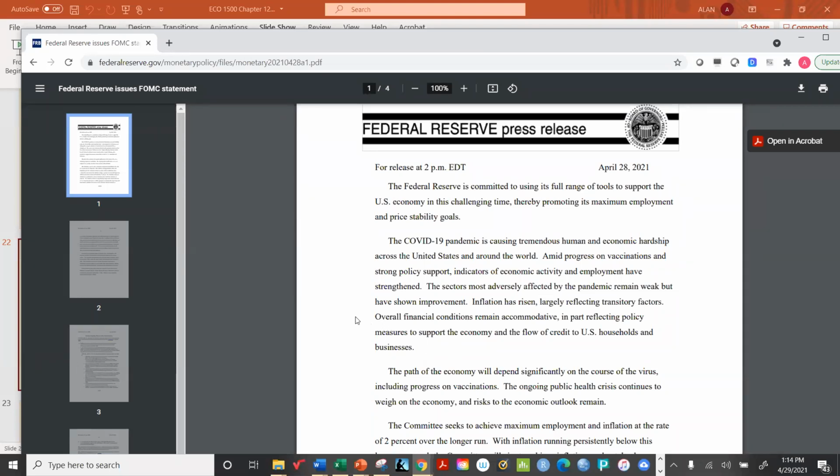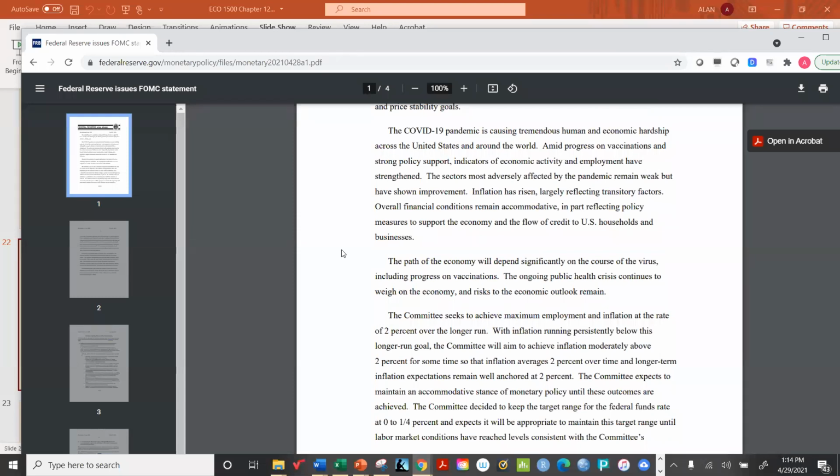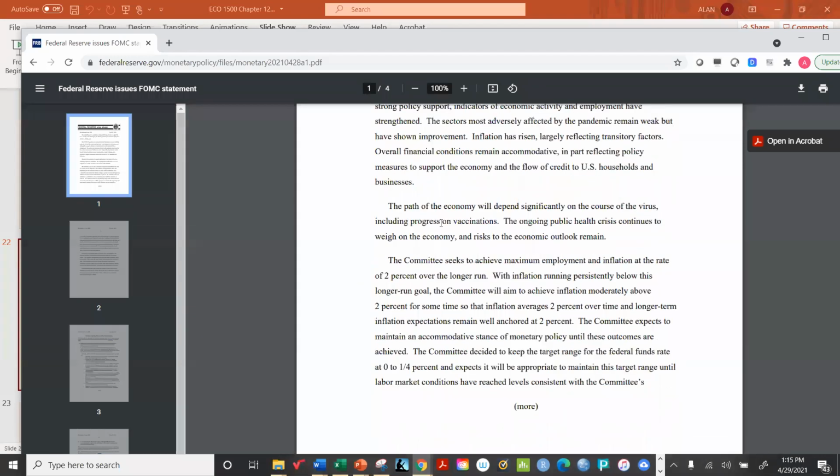Overall, financial conditions remain accommodative, meaning that rates are very low, in part reflecting policy measures to support the economy and the flow of credit to U.S. households and businesses. All right, in other words, this is a conscious policy decision to allow households access to credit at low interest rates, and businesses as well, to make sure that the economy doesn't fall apart because of COVID. Now, the path of the economy will depend significantly on the course of the virus. Risks to the economic outlook remain.